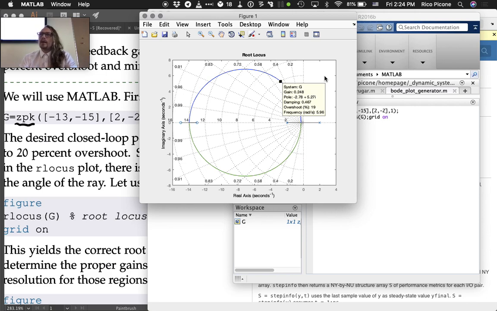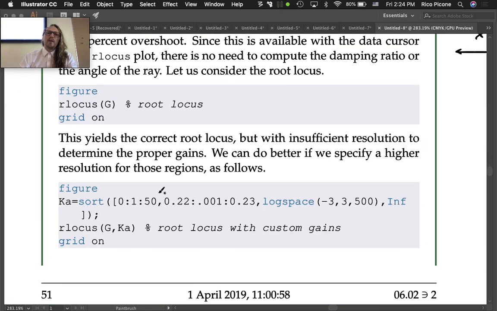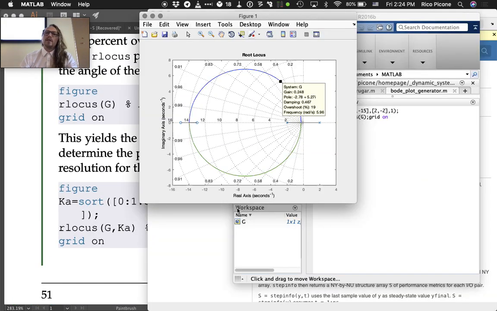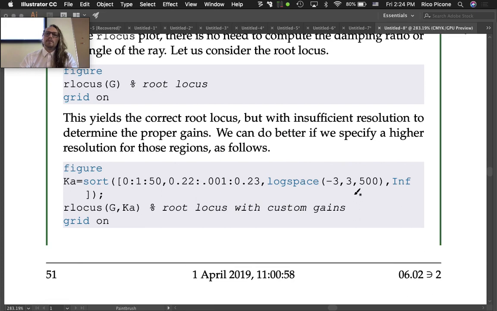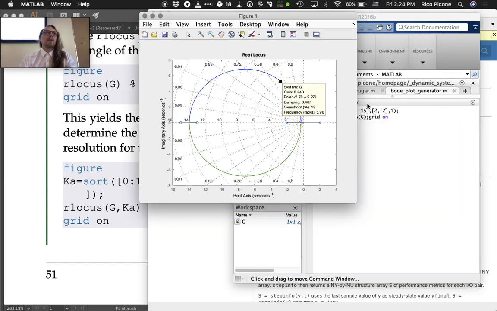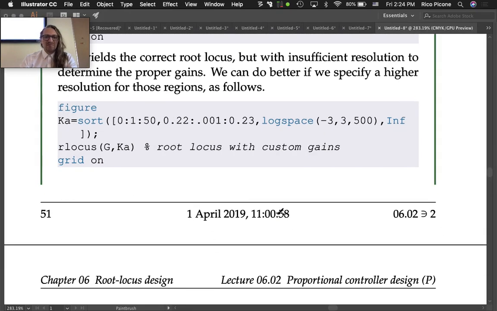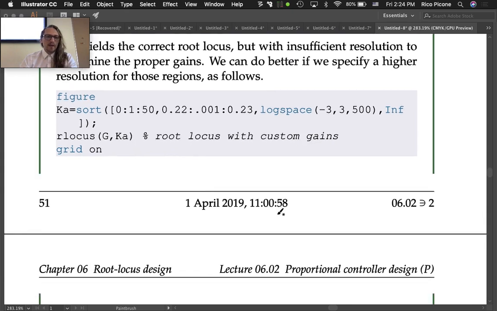So there are a couple ways to go about doing this. Probably we could just choose this gain of 19% overshoot, pretty close, and go from there. If you want to be a little bit more accurate, you can go back to this and put in some custom gains that are in the range of values there. And this is one way to go about putting in a bunch more points to use as your possible gain values. So that's something to play with if you're interested, but I just wanted to show you that as a possibility.